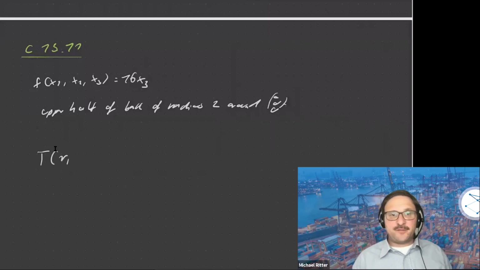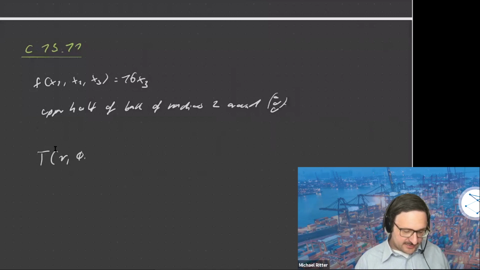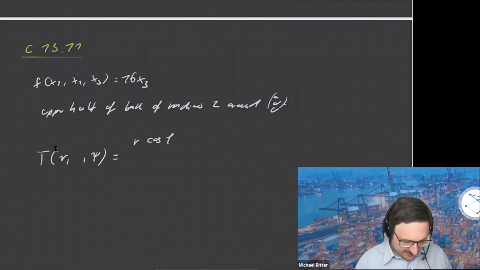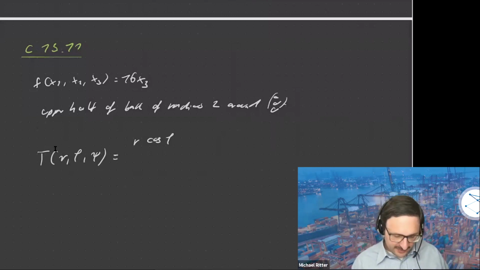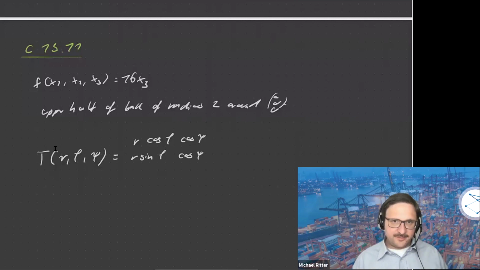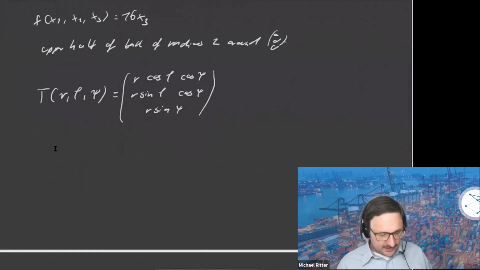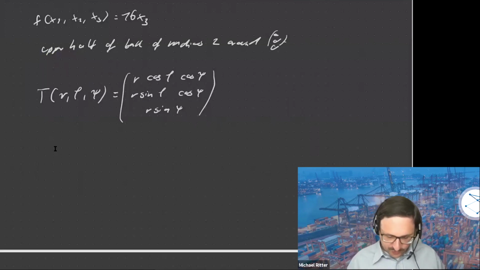Spherical coordinates are specified by a radius and 2 angles, usually called phi and psi. And the transformation is this here. Let me write phi in the same way, like this. r cosine of phi times cosine of psi, r sine of phi cosine of psi, and r sine of psi. You remember, hopefully, how those work.